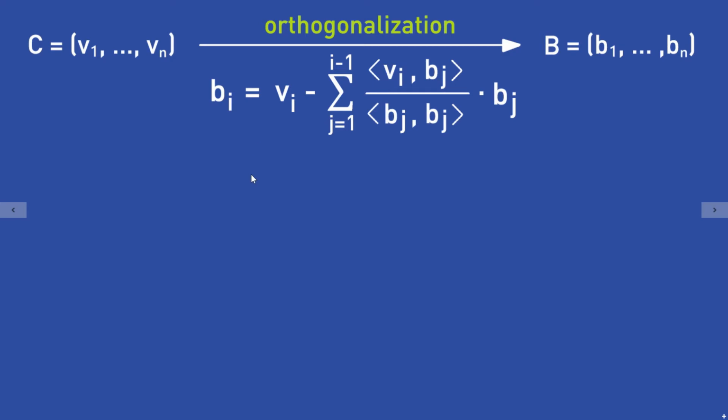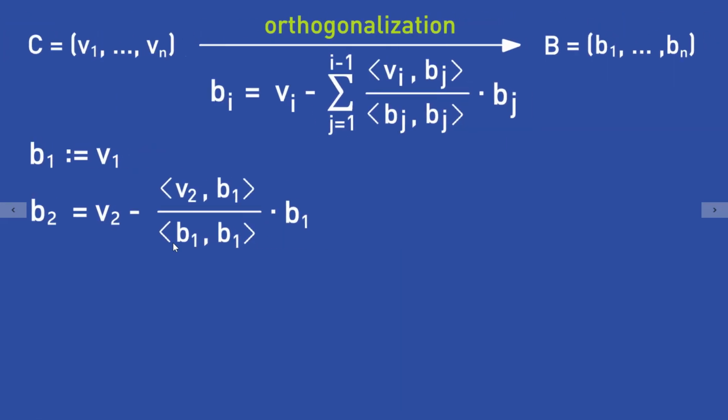So the first vector b1 in the basis is just v1. The second vector b2 is equal to v2 minus the scalar product of v2 with b1 divided by the scalar product of b1 with b1 times b1. We have used that general formula here for i equal to 2 to find that here.